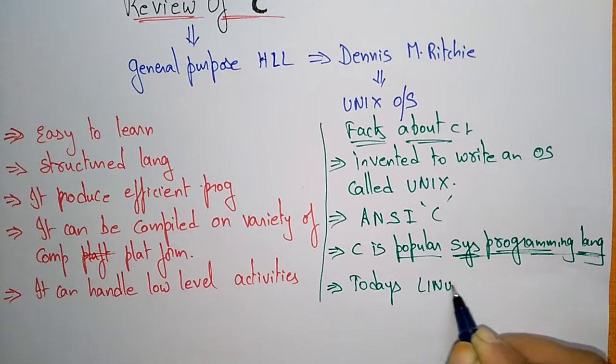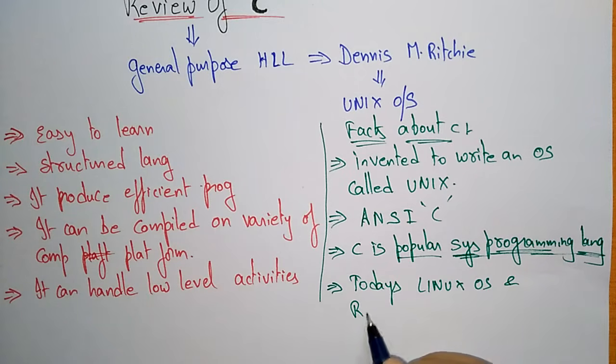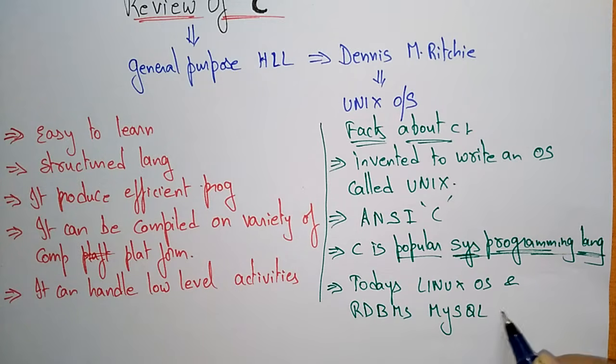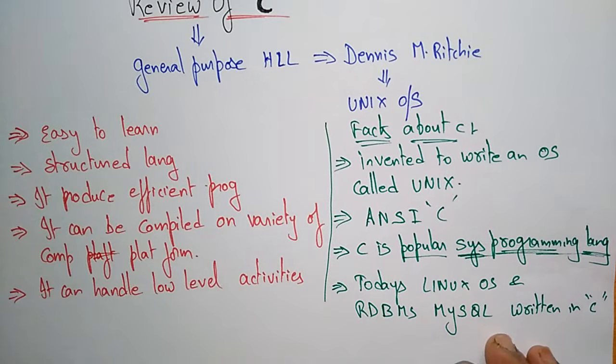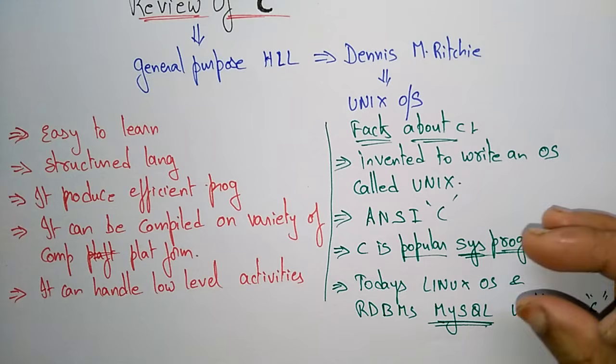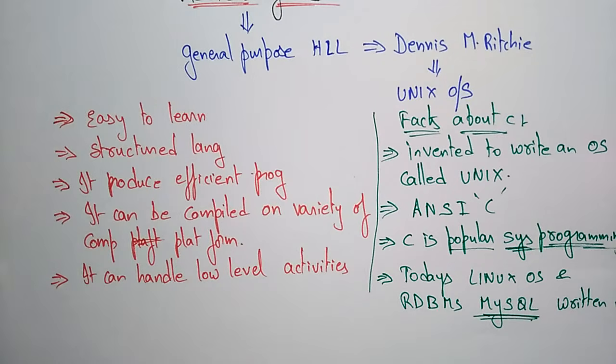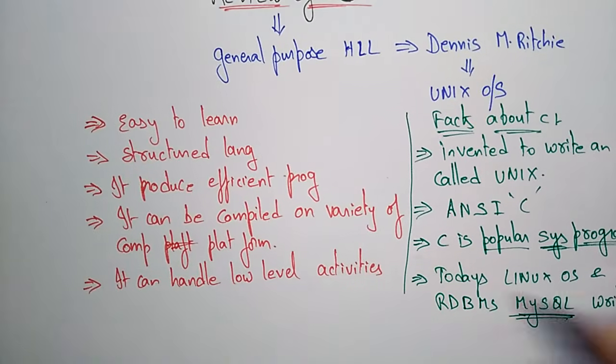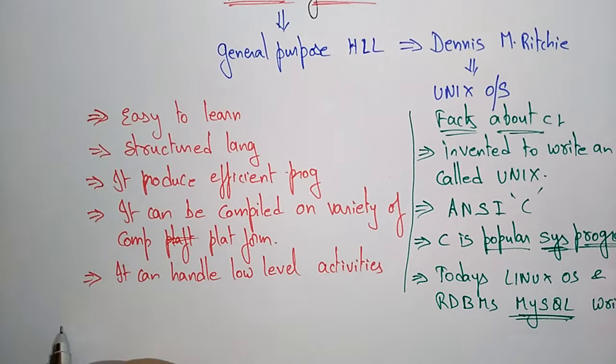If you take the Linux operating system and the RDBMS, Relational Database Management System, MySQL, they are written in the C language only. Nowadays we use these frequently: Linux is one of the most popular operating systems, whereas MySQL is a database management system. Both are written in C only. These are the main facts about C. So why do we prefer C?